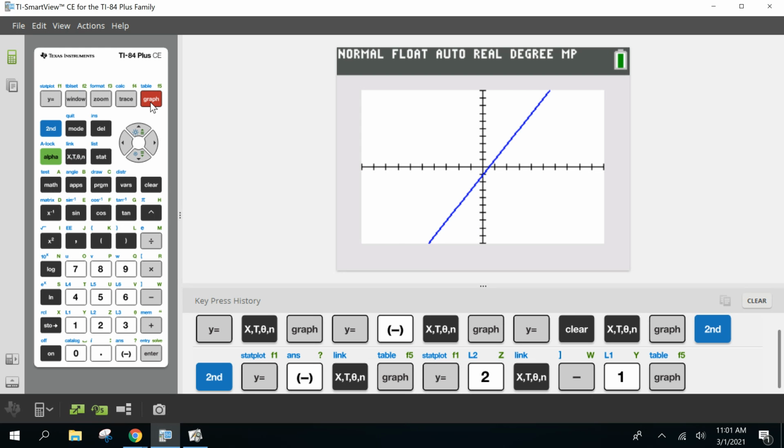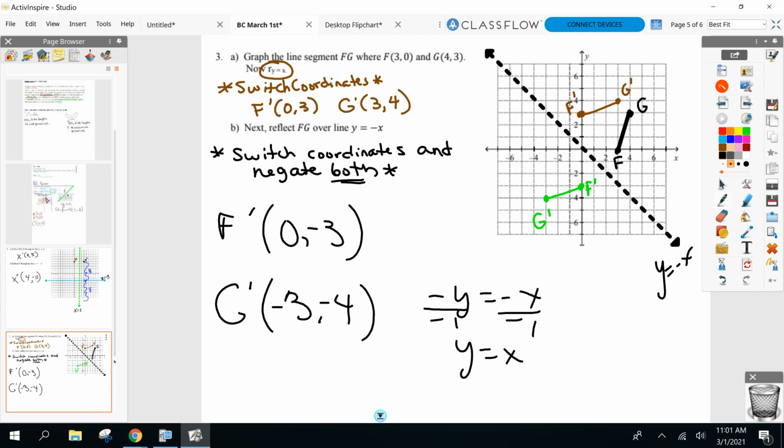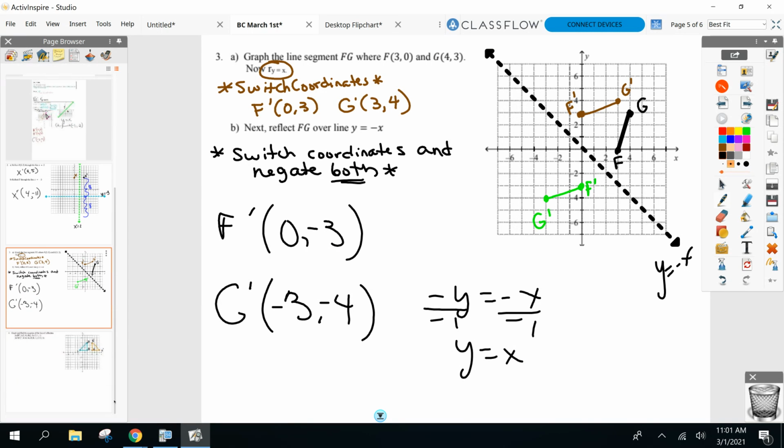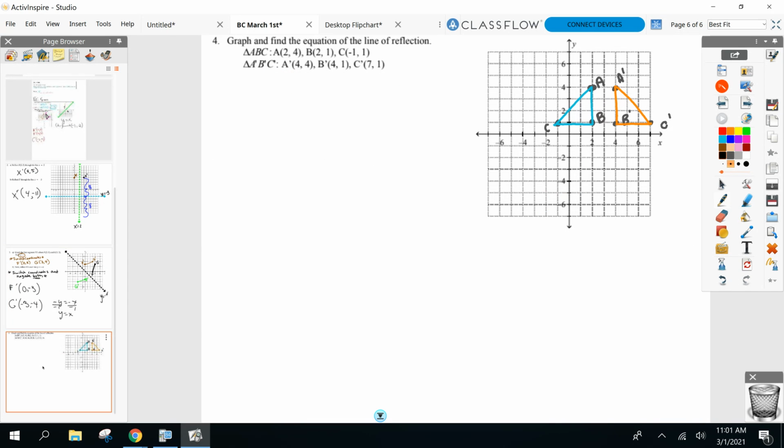Reflect over that line. That's tomorrow. That's honors level reflections coming tomorrow. You guys just worry about horizontal, vertical, y equals x, y equals negative x. That's what you're good with today. And finally, last thing I need, I've been providing you guys with the line of reflection. You tell me what I reflected over in the last one.